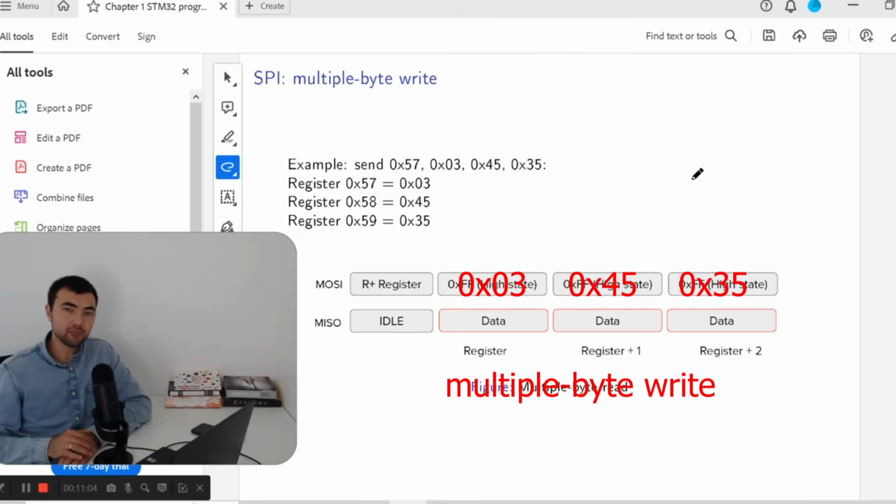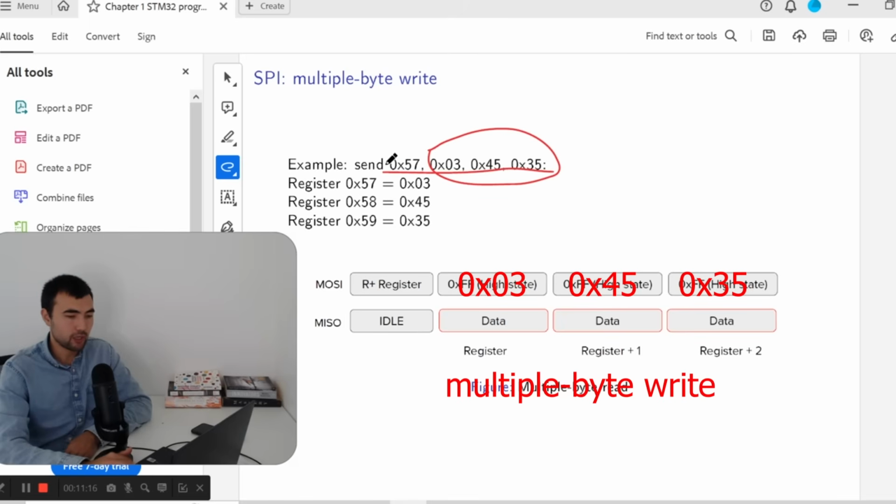And the multiple byte write operation works in a similar fashion. So imagine that we send these 4 bytes: 57 and the 3 data bytes. The value of register 57 will be 0x03, so this byte. Then we have 0x58, the next register. Its value will be this byte. Then we have this byte. So this is how we can do multiple byte write and read operations.